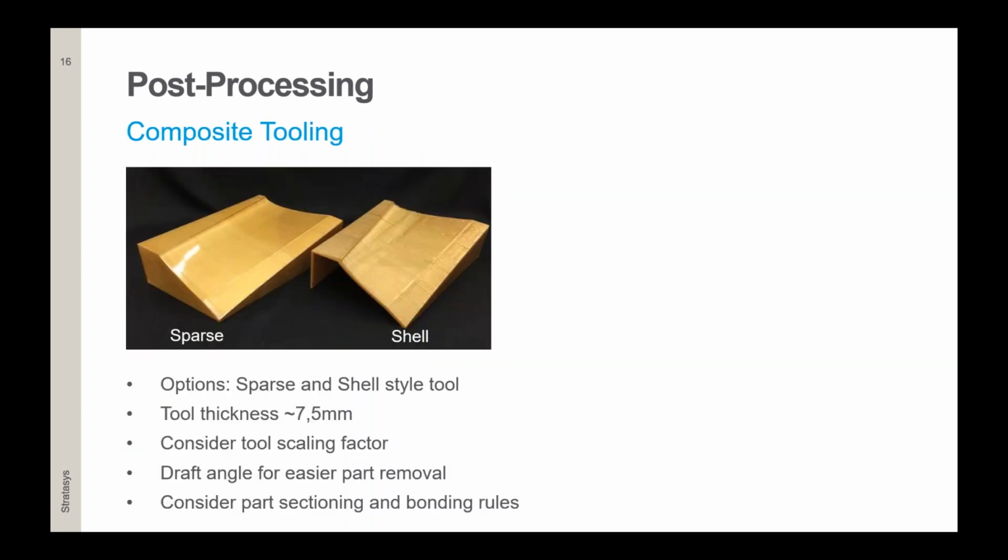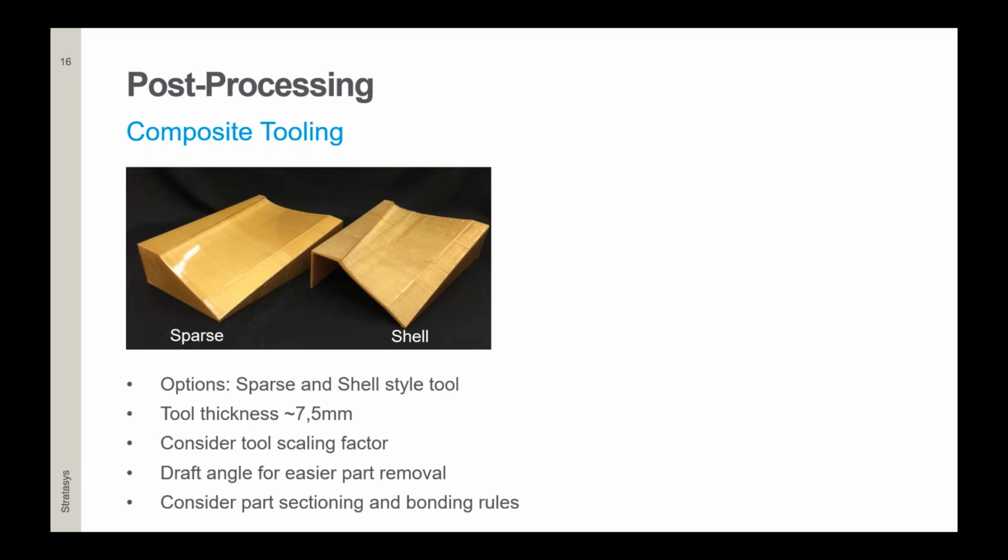So next we talk briefly about composite tooling. When we look into composite tooling, the first thing that comes up is that we have two options to build the tools for the parts: sparse and shell type tools. The shell style has the advantages of FDM by using the least amount of material without normally sacrificing tool performance, and it results in good quality.